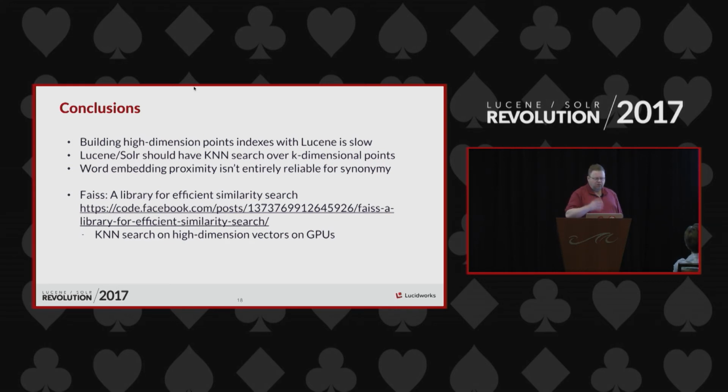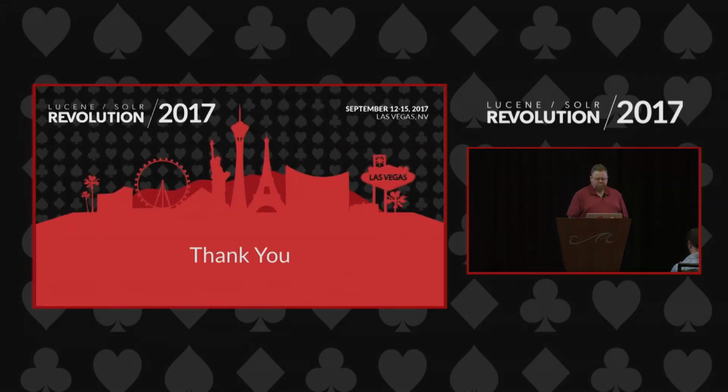Finally, in my research, I came across a library that Facebook has put out in the last couple of months called FAISS that uses GPUs to do K-nearest neighbor search on high dimension vectors, and they specifically mention word embeddings as a use case that they target. So, that's the end of my talk. If you have any questions, I'd be happy to entertain them.